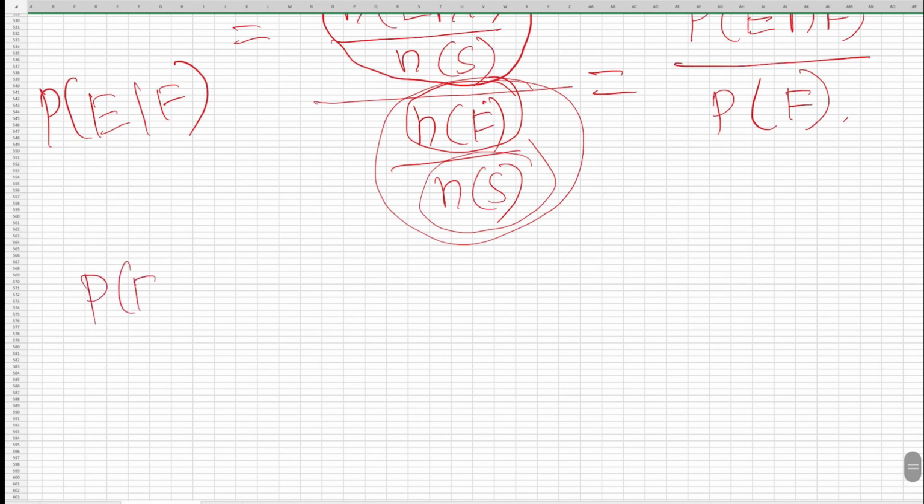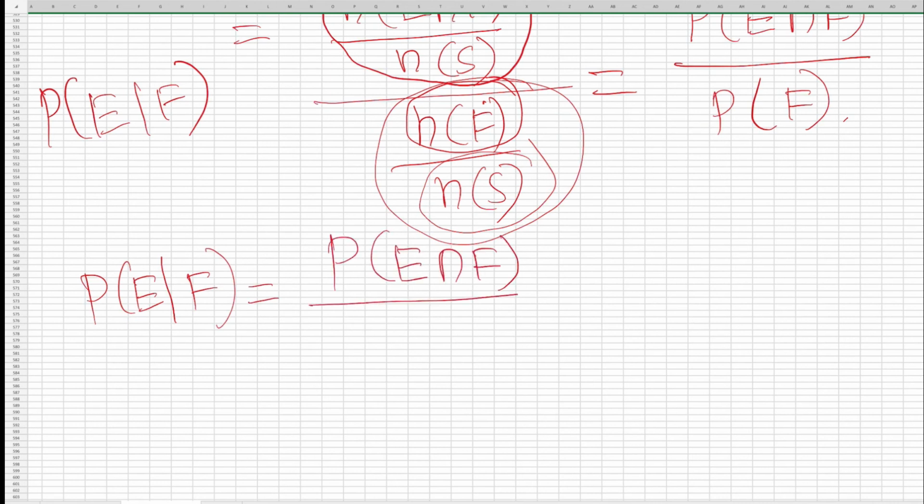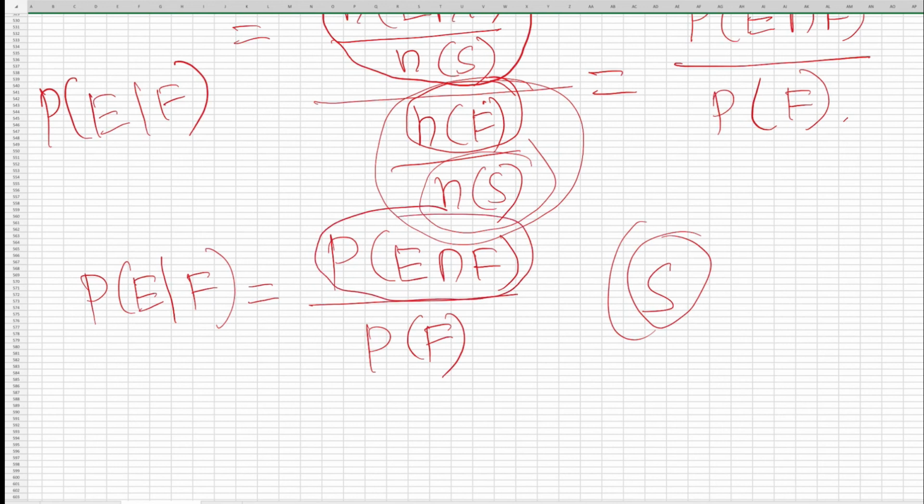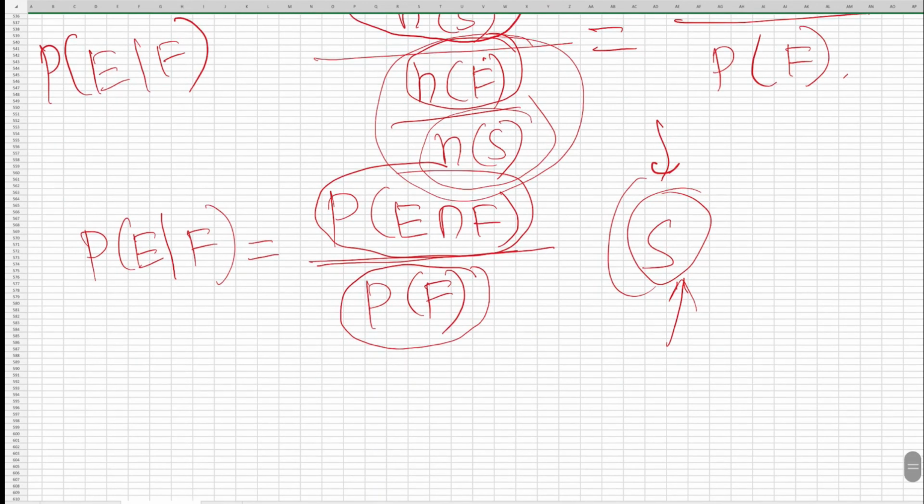So the conditional probability of E when F is already occurring is actually the probability of the common element, E and F, divided by the probability of F. This time we are talking about S. So it is the probability of the elements common to events F and E in the sample space S, divided by the probability of event F in the same sample space S. This is how we can calculate the conditional probability of two different events related to the same sample space, which is S in this case.